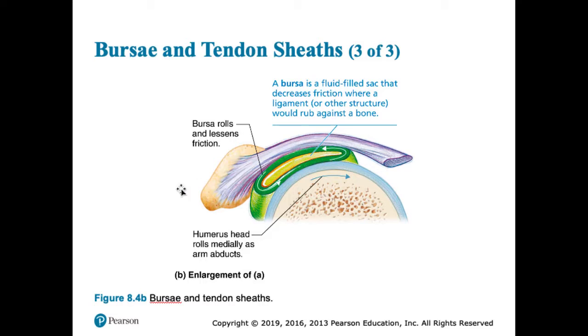This is just an enlargement of that last image, showing you the bursa rolls, and it lessens that friction, so it can roll back and forth and back and forth. So that fluid-filled sac decreases the friction where that ligament or any other structure would rub against that bone, and really helps protect that.